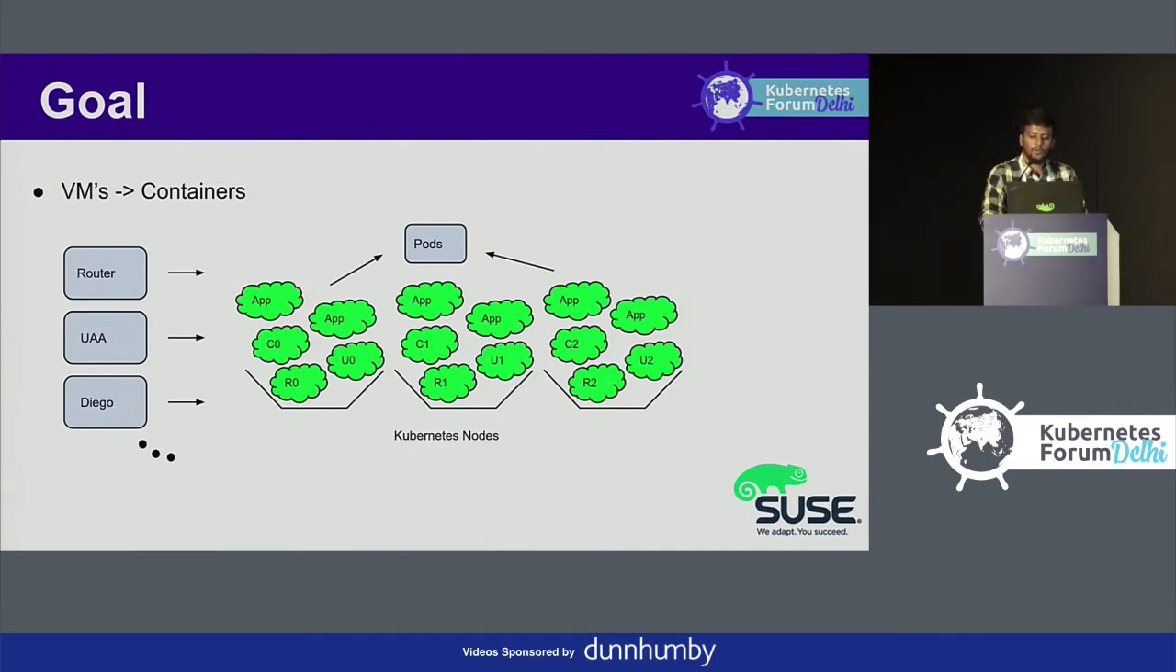So what is our goal? We at SUSE, along with IBM and SAP, under the Cloud Foundry Foundation, want to move away from virtual machines to containers. So all the components on the left side that you can see, router, UAA, Diego, these are the components of Cloud Foundry traditionally deployed on virtual machines. So we want to containerize these and deploy them as pods in Kubernetes nodes. Another interesting thing here is that whatever apps you deploy using Cloud Foundry will also be deployed as pods in Kubernetes, StatefulSet in particular.